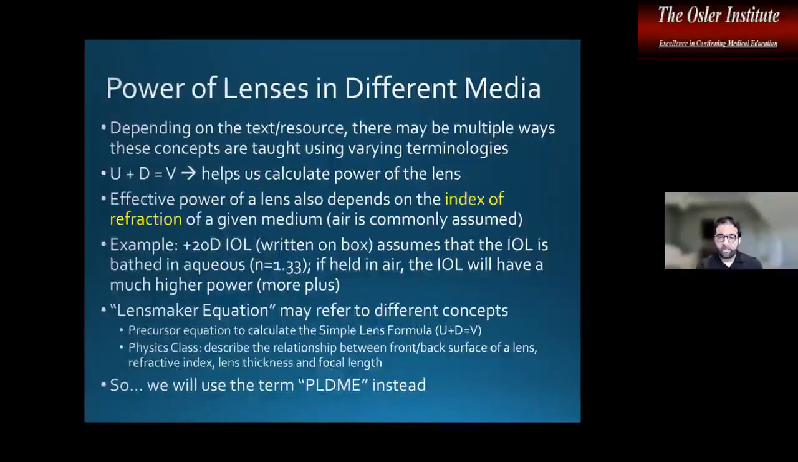So the so-called Lensmaker equation may refer to multiple concepts. In BCSC, they use it as a precursor equation to calculate the simple lens formula, which is U plus D equals V. In physics class, it's used to describe the relationship between the front and the back surface of a lens. So I'm going to use this term, power of lenses in different media equations. So we're just going to call it the PLDME. Sorry, I don't have a clever mnemonic or anything, but this is the concept that they're testing because it does have relevance, right?